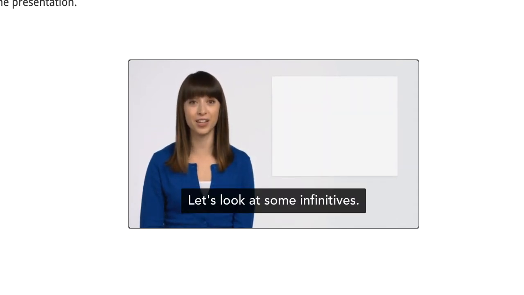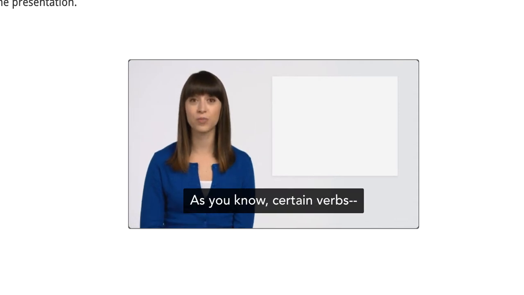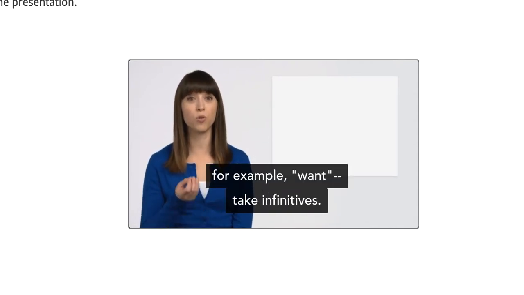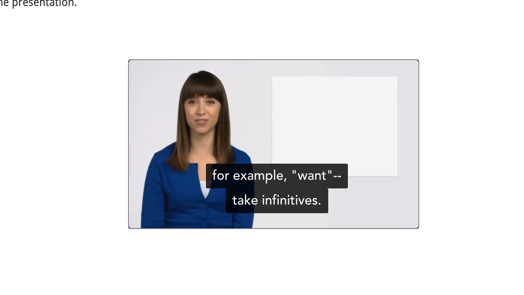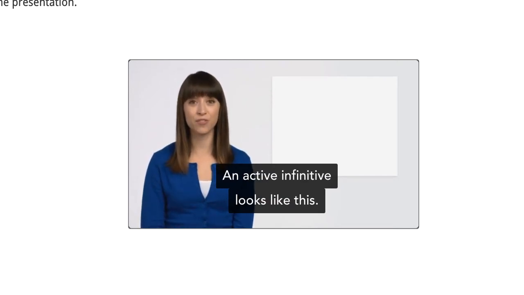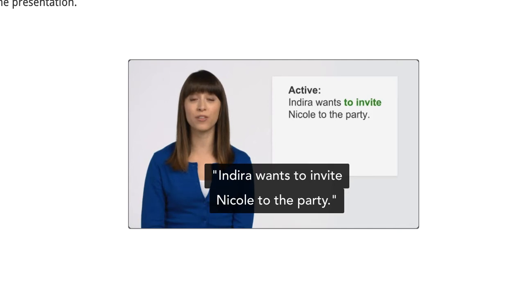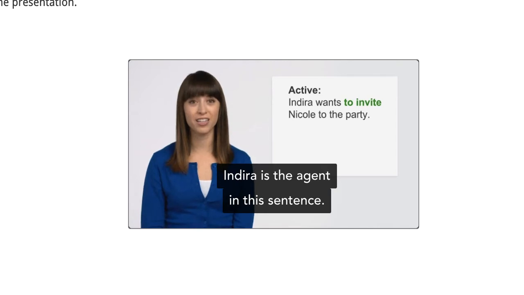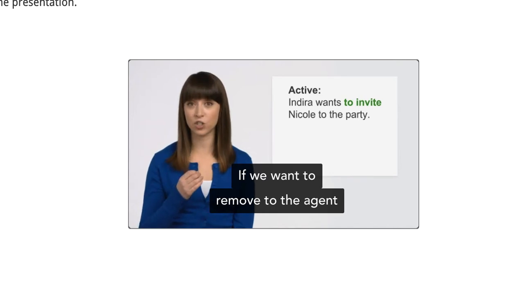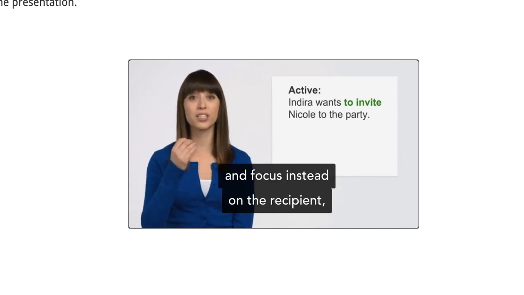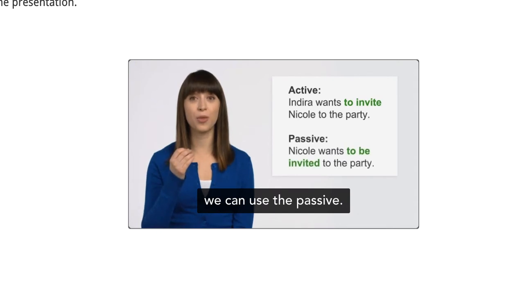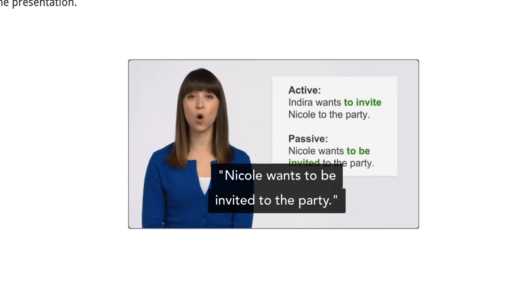Let's look at some infinitives. As you know, certain verbs, for example, want, take infinitives. An active infinitive looks like this. Endora wants to invite Nicole to the party. Endora is the agent in this sentence. If we want to remove the agent and focus instead on the recipient, we can use the passive. Nicole wants to be invited to the party.